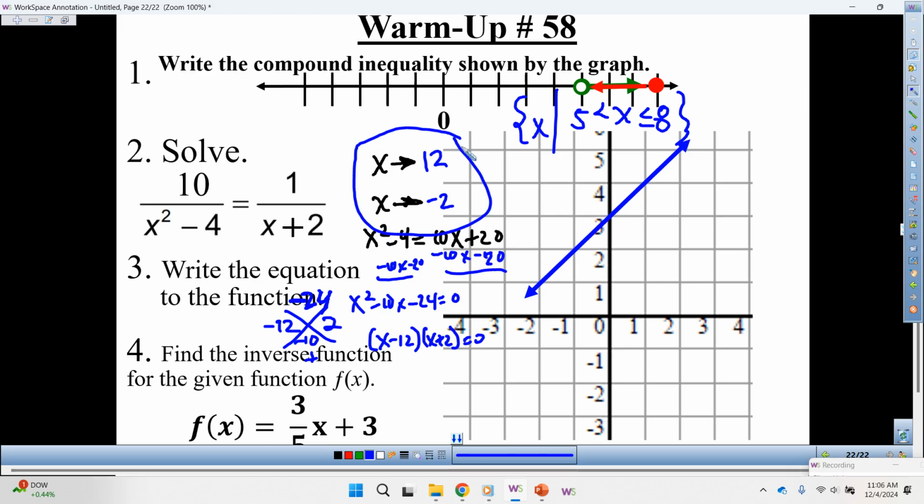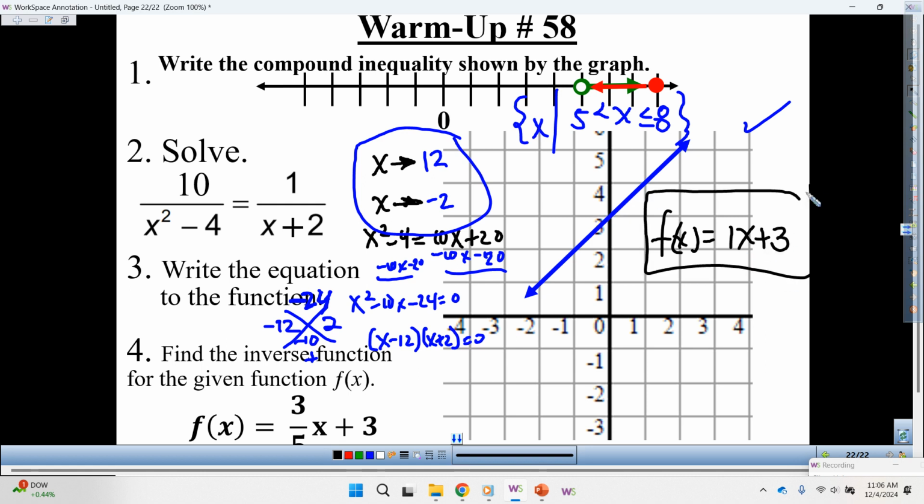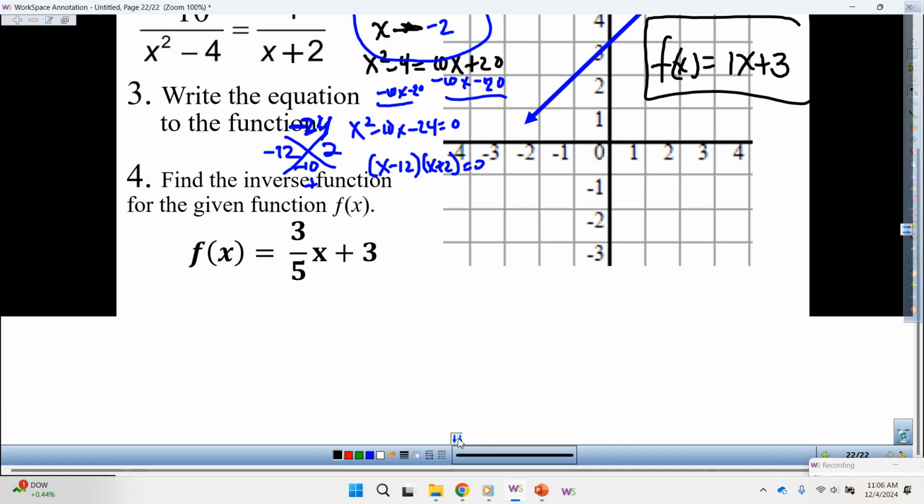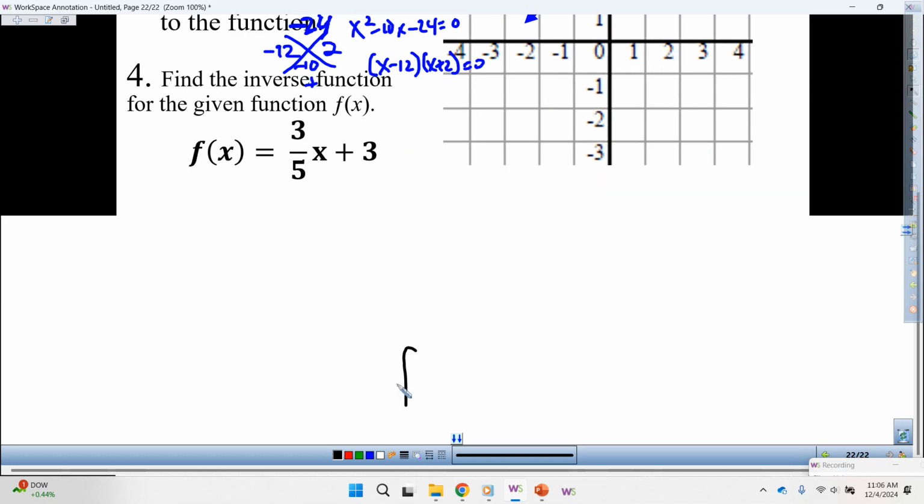All right. We need an equation for number 3 for the graph. Pass someone. Gabriel. Sebastian. F of x is 1x plus 3. Hands if you got that. That is correct. All right, let's go to number 4. We need an inverse for number 4. So I'm just going to label it F inverse of x, and I need an equation for that. Pass someone, Sebastian.